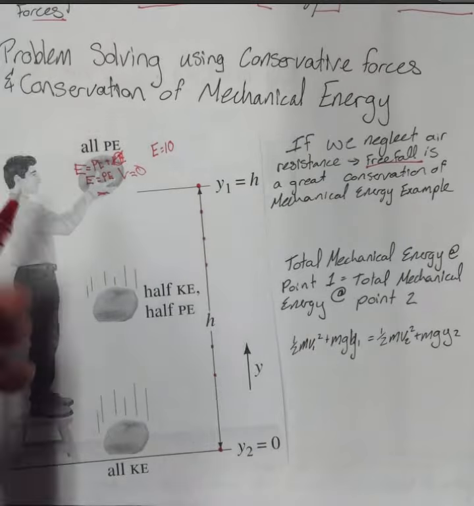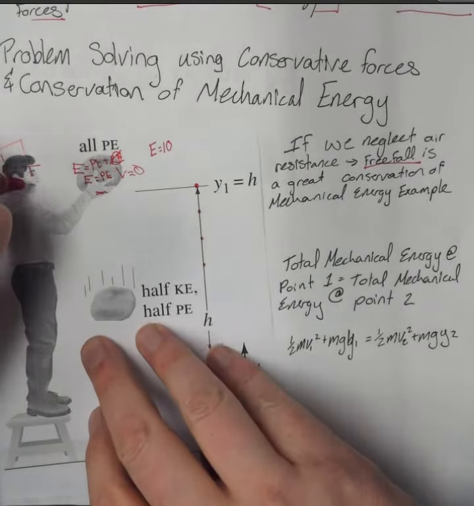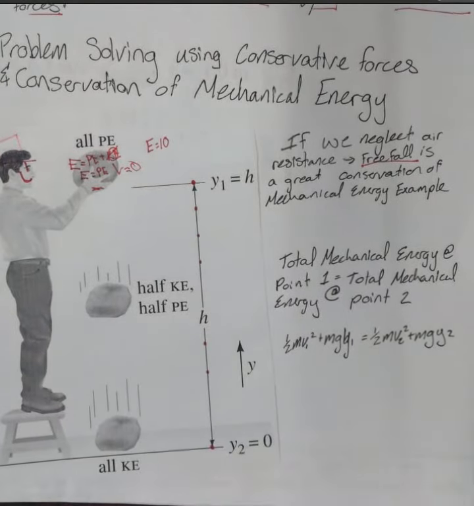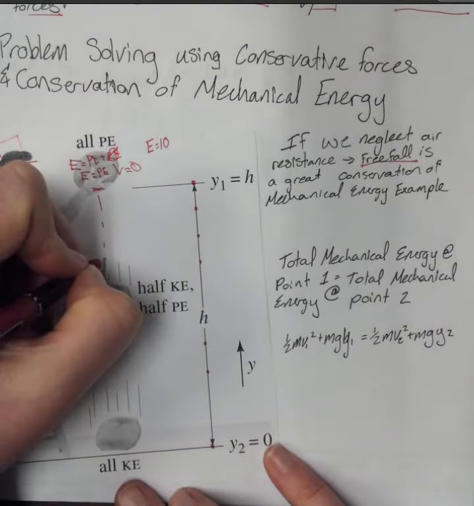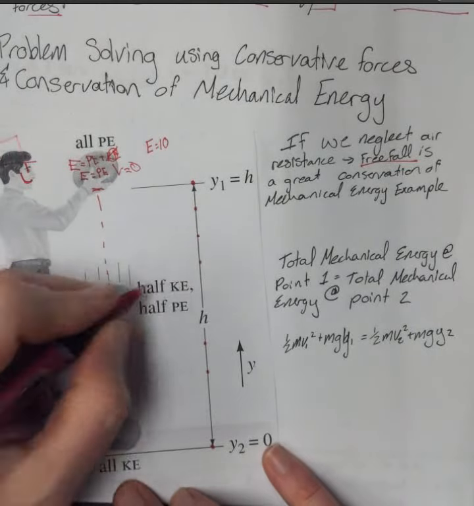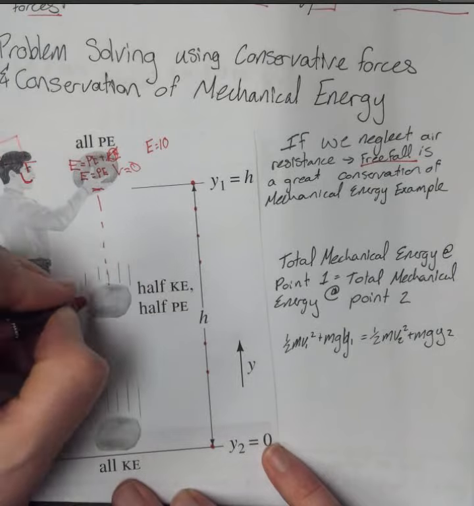As soon as this gentleman here, in disguise, drops the rock, it will begin to experience free fall motion, and it will accelerate due to gravity. If it's accelerating due to gravity, then as it falls down, its velocity increases until at the halfway point, half of its energy is kinetic energy, and half of its energy is potential energy.